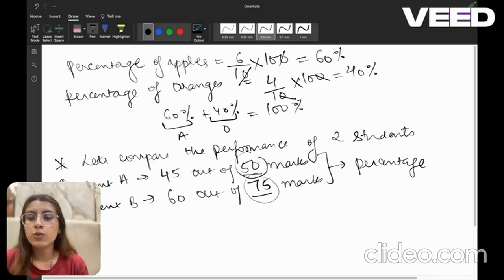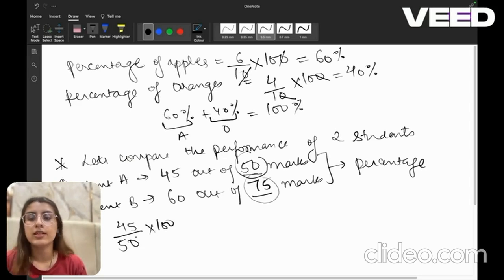So firstly, we'll do for A. So the fraction for A will become 45, as he scored 45, what was the total? The total was 50. And we'll multiply it by 100 because we have to convert it into percentage. So 0, 0 will be cancelled out. 5 ones are 5 and 5 nines are 45. So it will become 90%, right?